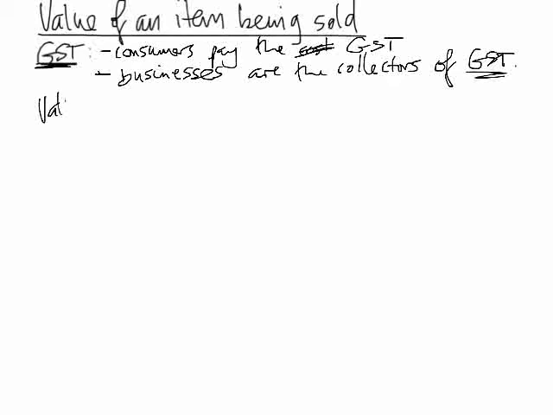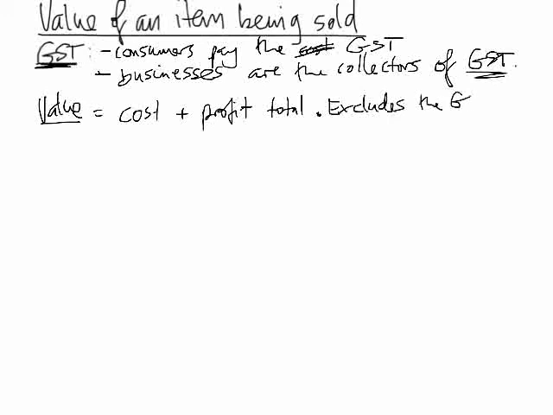The value is basically the cost and profit total. Excludes the GST. It excludes the GST because the companies know that the GST goes to the government.